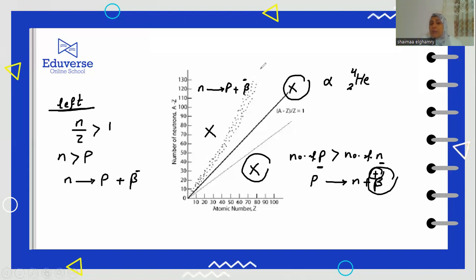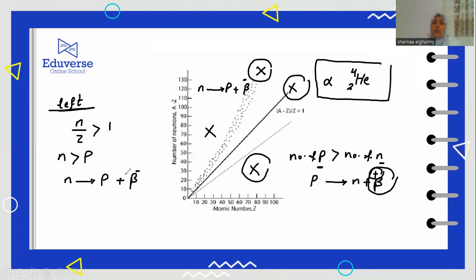At the right side of the stability belt, number of proton is greater than number of neutron. So proton convert to neutron and emitting beta positive particle. Above the stability belt, the nucleus is very crowded. So it is going to emit what? Alpha particle. What is alpha particle? Alpha particle representing 2 proton and 2 neutron. So 2 proton and 2 neutron are going outside the nucleus.